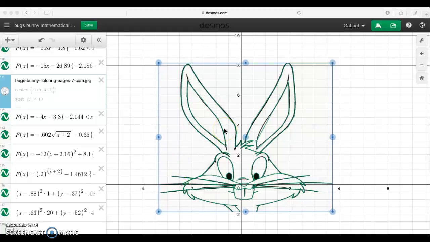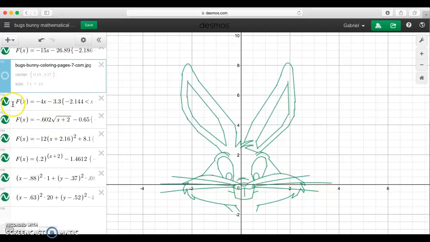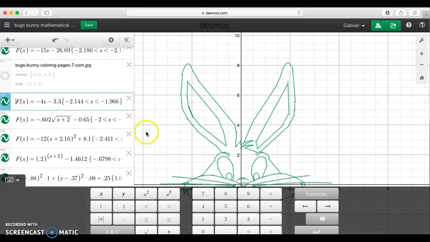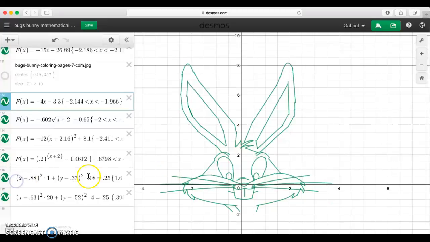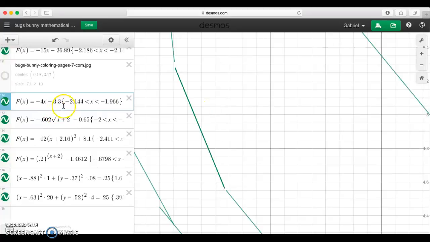Here's my recording. I am screen recording my computer, and this is my Bugs Bunny outline. This is it without the picture. And I've chosen some functions to talk about today. It would be my linear function, and you can see it is right there. And that function is moved to the left and restricted by the domain.